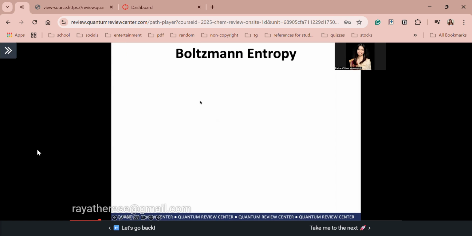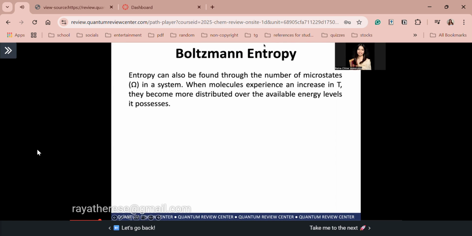Okay? Diba? Basic pa? Oh, now guys, we have what we call the Boltzmann entropy. So when we say Boltzmann entropy, part ito siya guys ng statistical thermodynamics, okay? Because we are finding entropy through the number of microstates in a system. Diba guys, dati sinabi natin microstates is the number of possible configurations for a system, right? The macrostate is made up of microstates, okay? So, anong nangyayari guys? Ano yung in-explain ng Boltzmann entropy? So, when molecules experience an increase in temperature, the molecules become more distributed over the available energy levels it possesses.